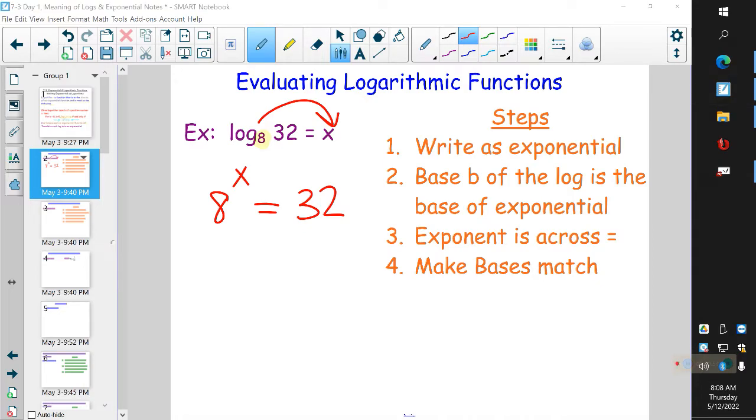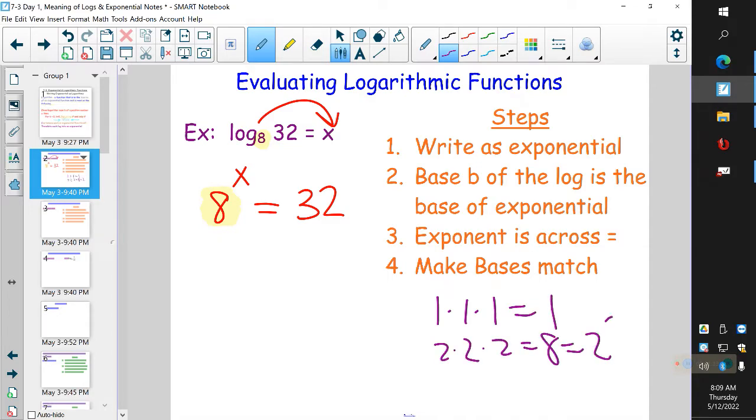So how do we go about actually calculating this? Well, now I need your brain to think about the number 8, and you're going to say, how can I rewrite the number 8 with a base of a number to a power? So what do I mean by that? 1 times 1 times 1 is 1. 2 times 2 is 4 times 2 is 8, which means 2 cubed is the value 8.